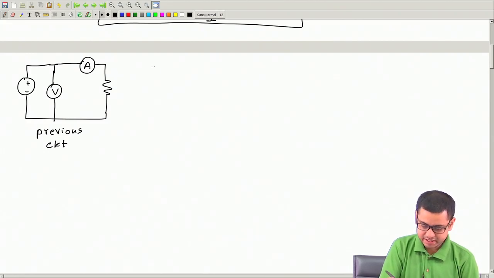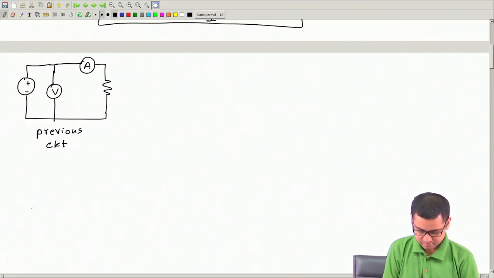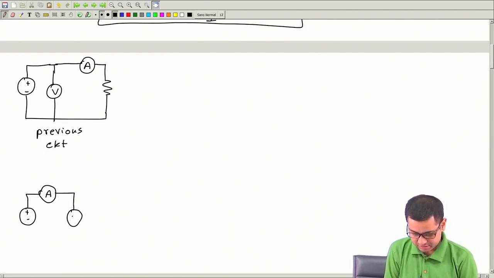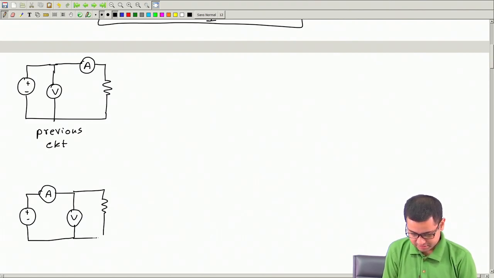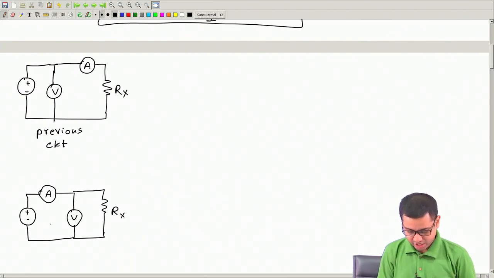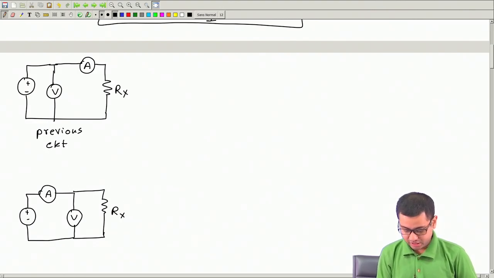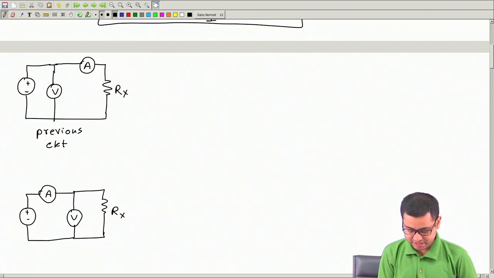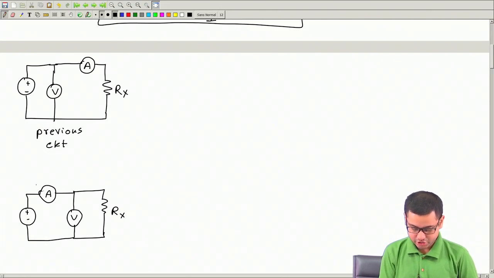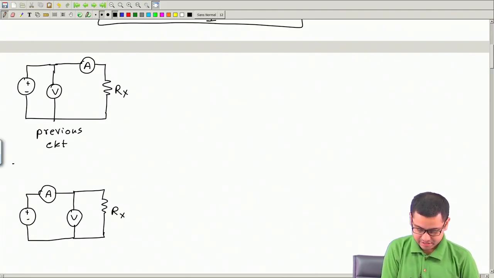Okay, let's try another circuit. Let me put the ammeter before the voltmeter like this. Okay, now it's fine. The voltmeter reading is truly the voltage across this resistance, because the voltmeter is directly connected across this resistance. So this circuit seems like it's better.